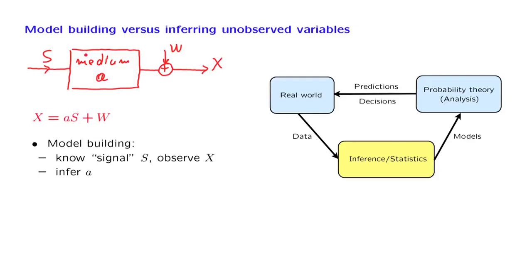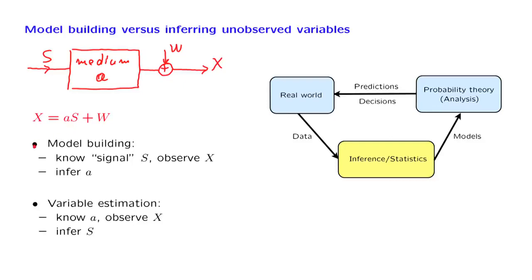But we can also think of a different problem. Suppose that we know what the medium is. Perhaps we already went through this particular phase here, but we're sitting at the receiver and we do not know what has been sent, and we want to find out what S is. So we are looking again at this equation. This time we know A and we're trying to make inferences about S.